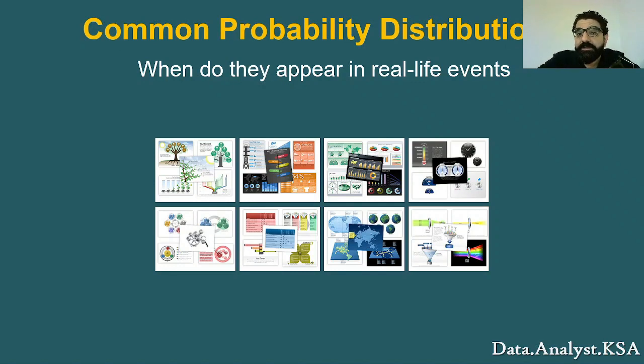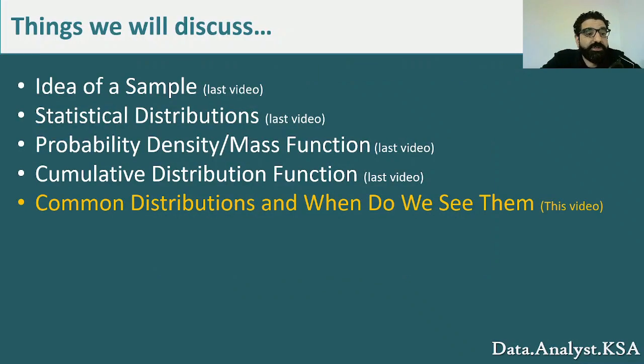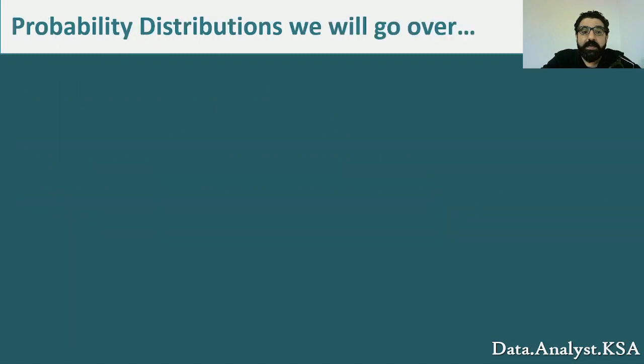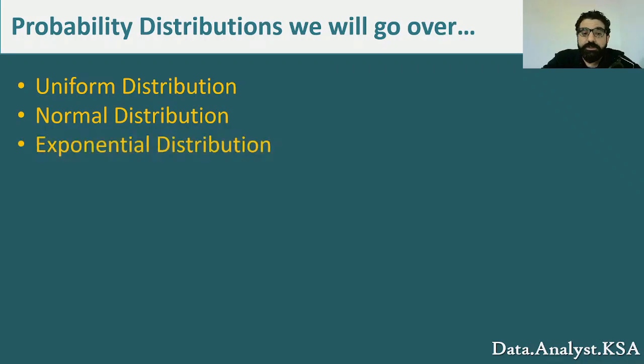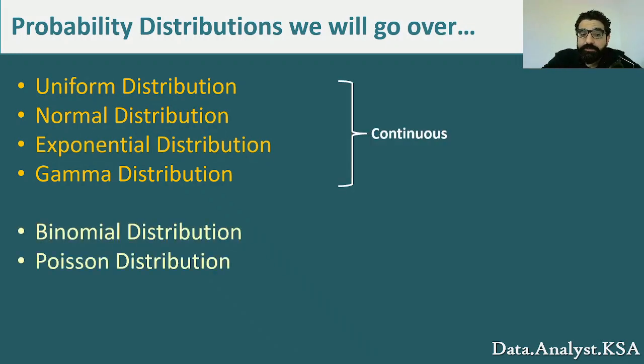So in this video, we will talk about these common probability distributions that frequently appear and will frequently help you in solving or modeling real-life situations. So we talked about the idea of a sample, the statistical distributions, the different mass and density functions, and the cumulative distribution functions. Now we will talk about the distributions that appear in real-life events, and we will see how we can utilize them. So the ones we will go through are the uniform distribution, the normal distribution, the exponential distribution, and the gamma distribution. And these are for continuous random variables. And we will also talk about the binomial distribution and the Poisson distribution, which are for discrete random variables.